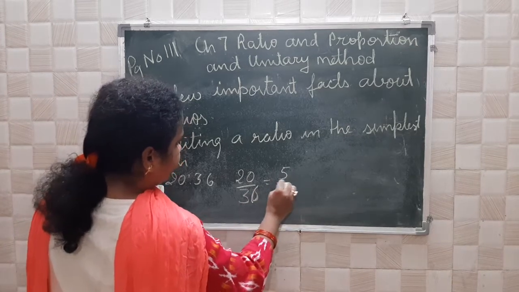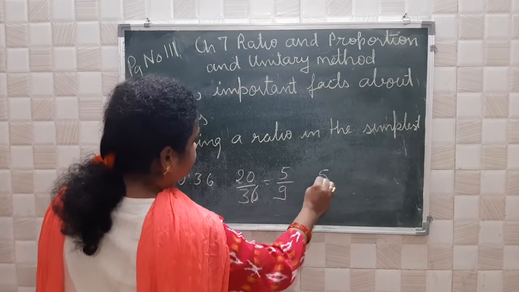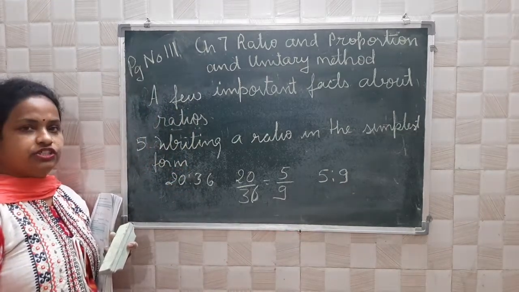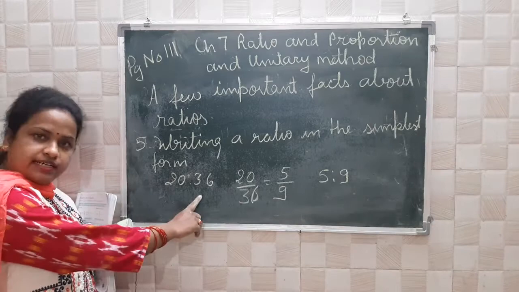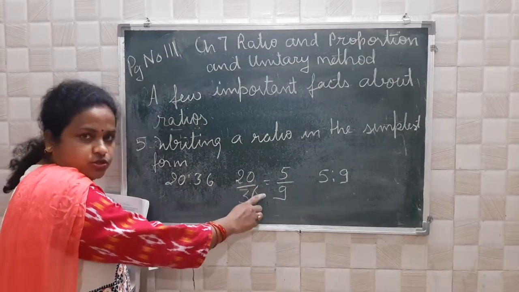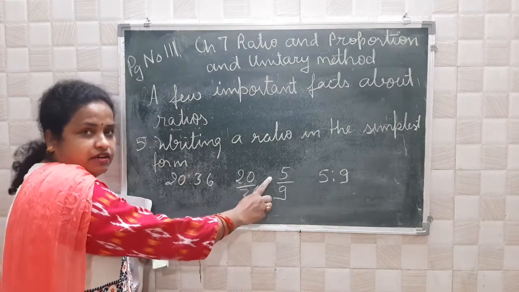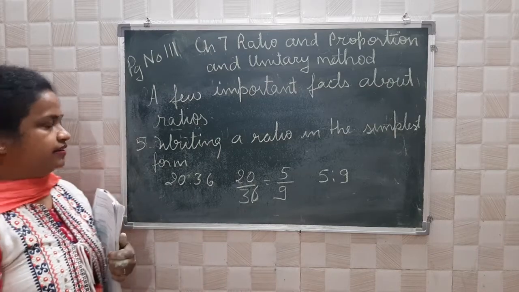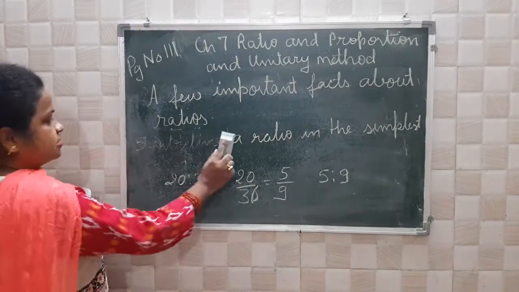4 5s are 20 and 4 9s are 36. So what is your ratio? 5 is to 9. Okay. Writing a ratio in the simplest form, 20 is to 36 is given. So firstly you will write it in fraction and then you will reduce it to the lowest term. That will become 5 upon 9, which is equal to 5 is to 9. Correct?